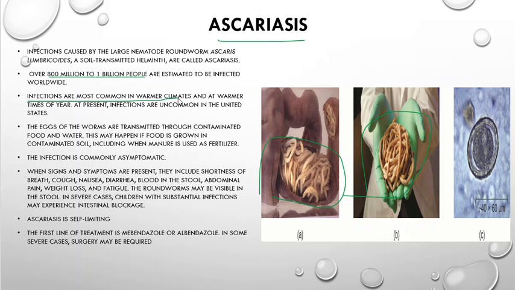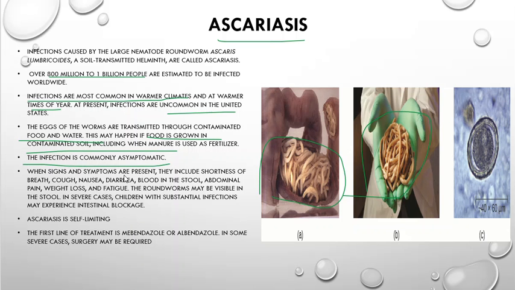Infections occur in warmer climates, the tropics, and warmer times of year. Uncommon in the U.S. The eggs are transmitted by contaminated food and water. If the food is grown in places that use human manure for fertilizer, this can happen. Or not even human manure. You can get this from other animals too.